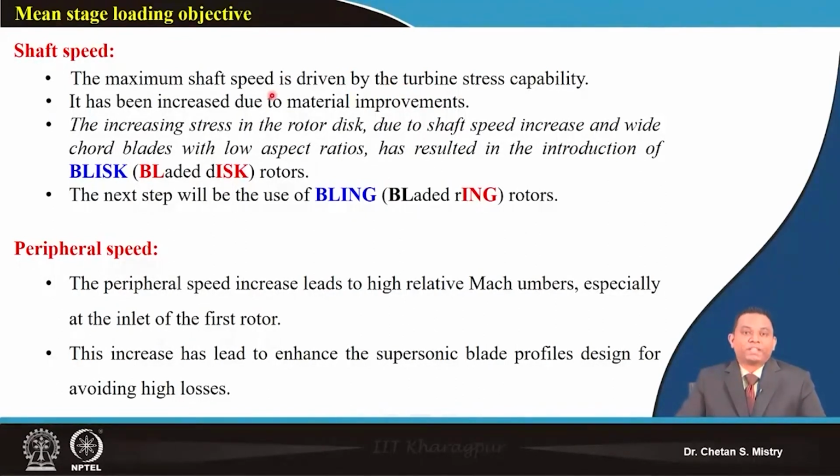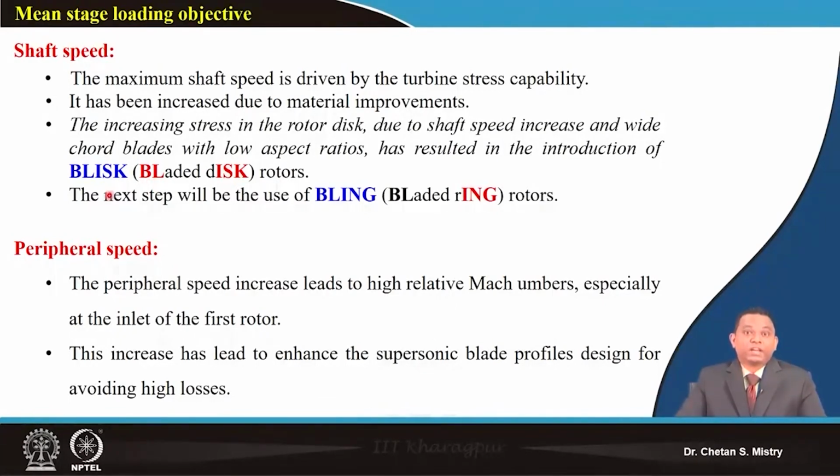What the present trend is, with the increase of stress on the rotor disc due to higher rotational speed, we are moving towards a low aspect ratio blade, meaning we are having a higher chord blade, and this has resulted in the introduction of a new kind of configuration, defined as the blisk rotor. Okay, so this is nothing but the bladed disc rotor. Okay, so the whole rotor has been made along with the hub as a single piece.